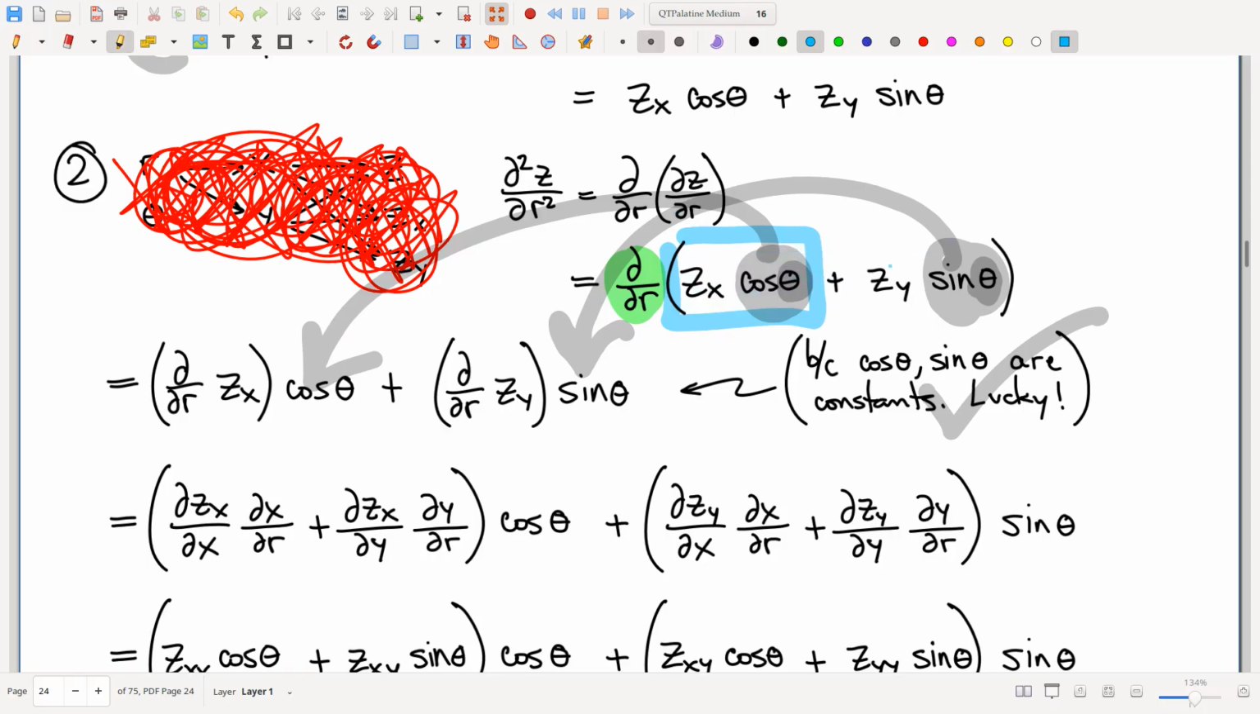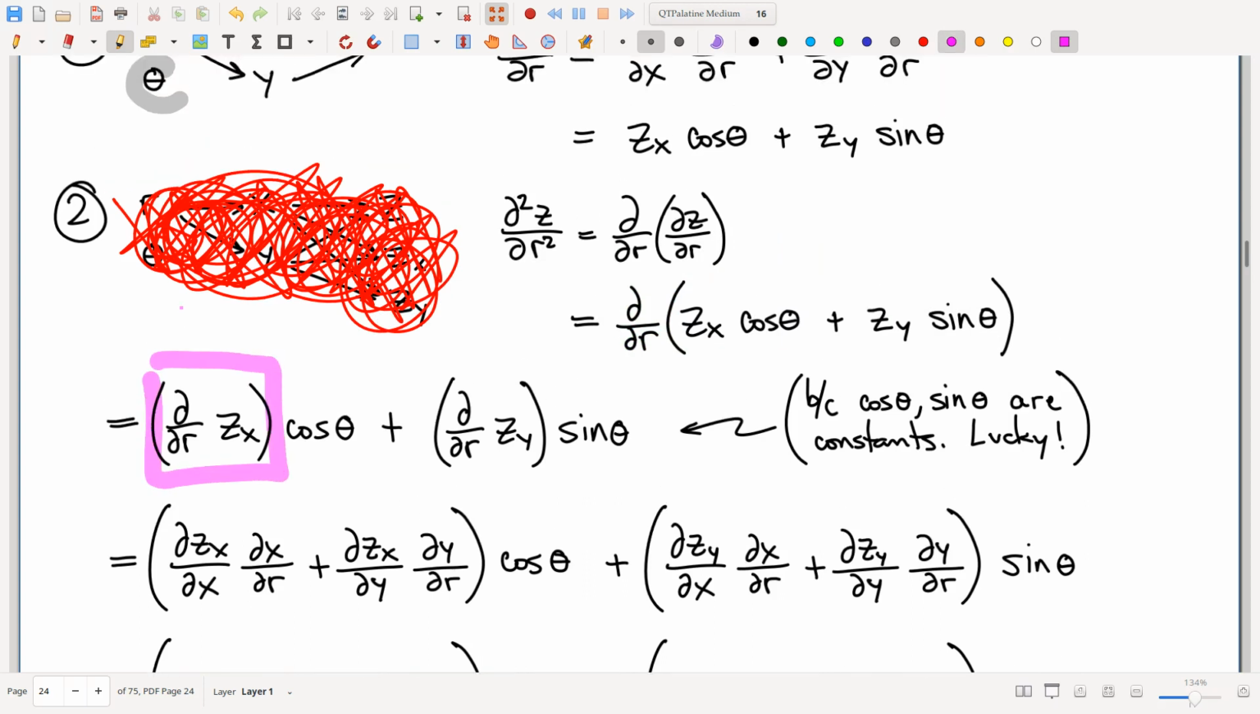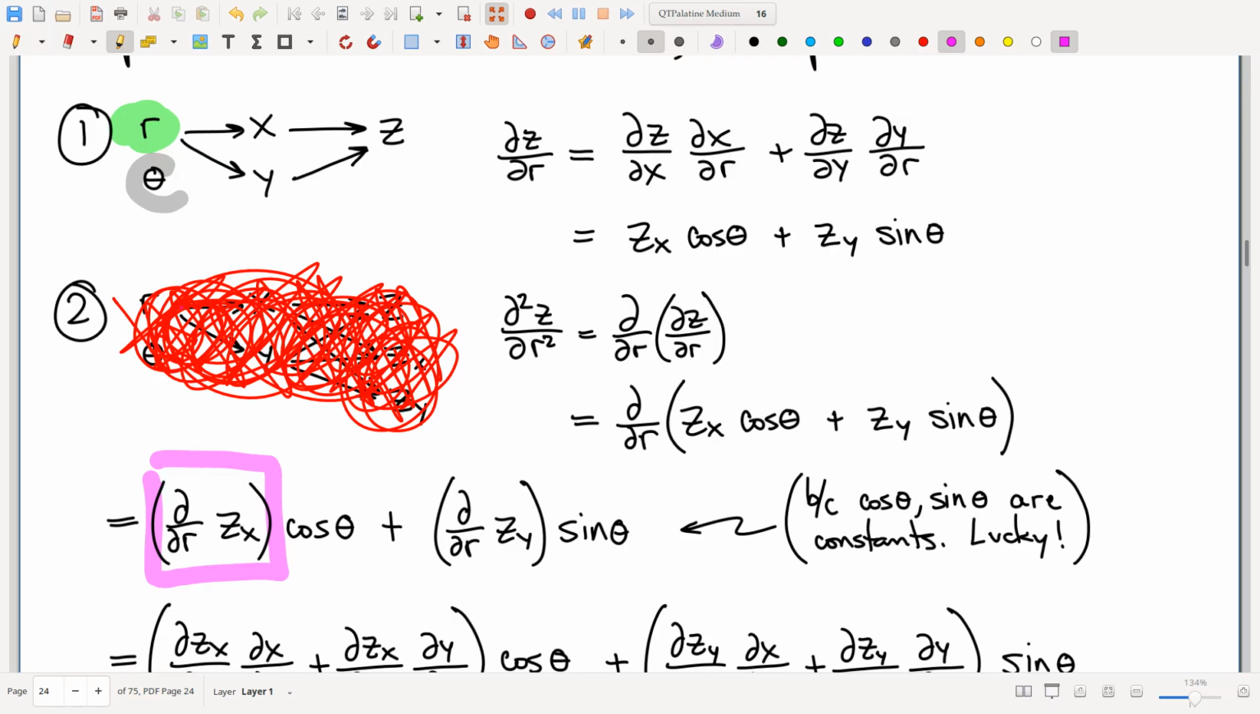Okay, whoops. Let's see here. There we go. All right, so we've gotten it down now to trying to figure out what is the r partial of z_x. Let's come back up where we can see our diagram. r partial of z_x.